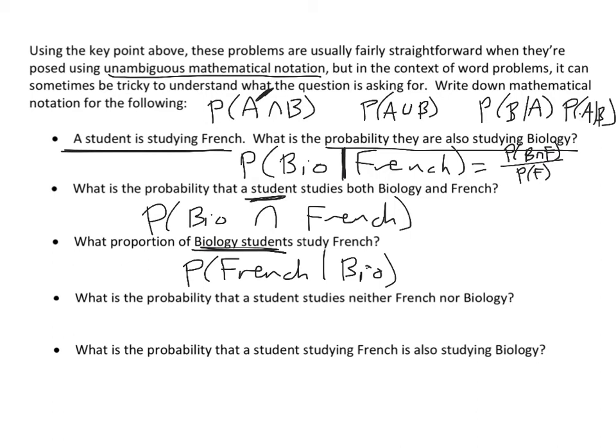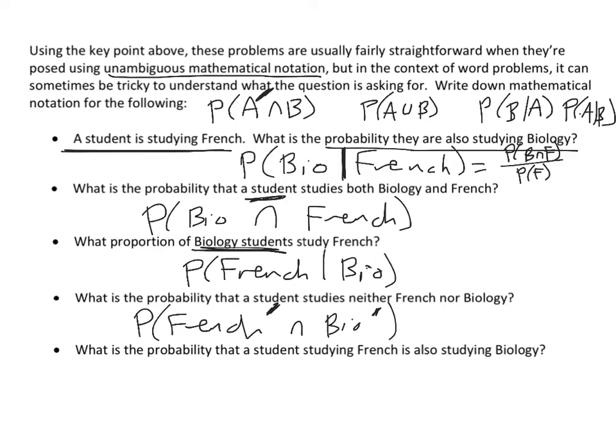This fourth one is arguably one of the most confusing ones just because of the way that English is structured. So I hope you got it right. If not, let's think through what it would mean. What's the probability the student studies neither French nor biology? This means this person is not studying French and they're not studying biology. This would be the probability of not French and not biology. You don't want to say not French or not biology, because that means they're not taking one of those things. We need them to be doing neither one of them.